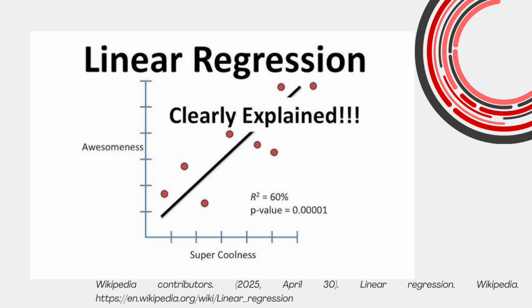According to Wikipedia, linear regression is a model that estimates the relationship between a scalar response and one or more explanatory variables. A model with exactly one explanatory variable is a simple linear regression. A model with two or more explanatory variables is a multiple linear regression. This term is distinct from multivariate linear regression, which predicts multiple correlated dependent variables rather than a single dependent variable.